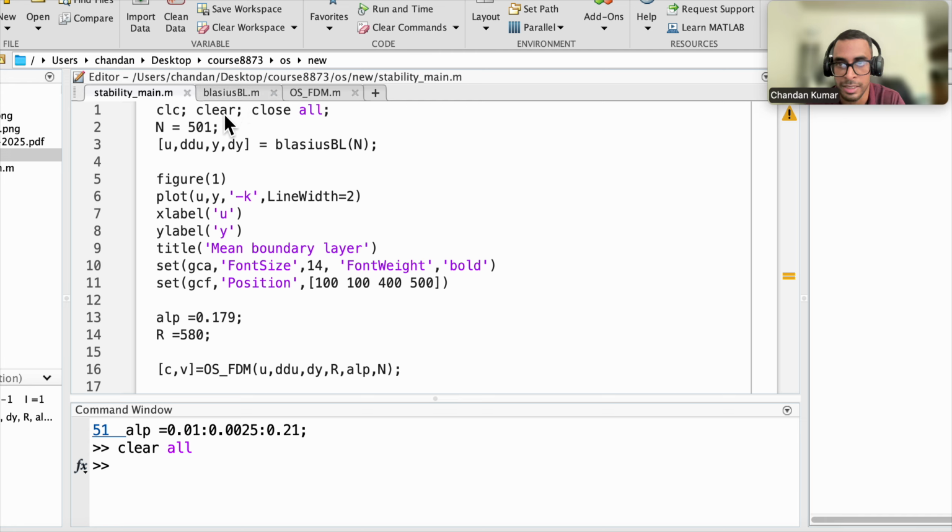Those function files are the Blasius boundary layer, Blasius BL, and then OS FDM, that basically solves the Orr-Sommerfeld by using the finite difference method. So starting with the stability main, we specify the number of points. For that, we are going to solve the Blasius boundary layer equation. So this n goes into this Blasius boundary layer equation, and basically it returns the u, the velocity profile, the double derivative of velocity profile, the y distribution, and the dy, that y spacing.